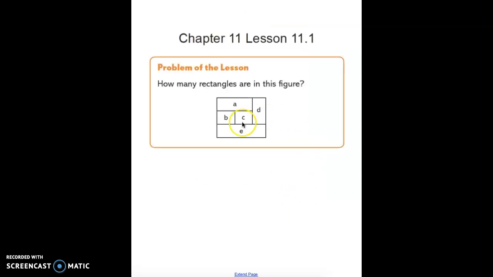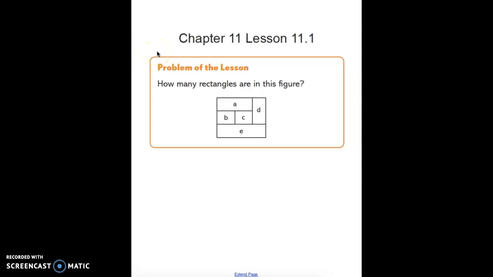Now you know how Mrs. Hubert feels about the problem of the lesson. I love these things. They make you think. So how many rectangles are in this figure? Well, now I know what you're thinking. You're counting A, B, C, D, E. But what about the rest of the rectangles that are hiding in there? Have you ever thought about this rectangle? Oh, there's another one. Now use your head and think.